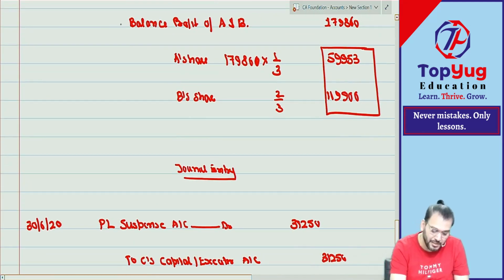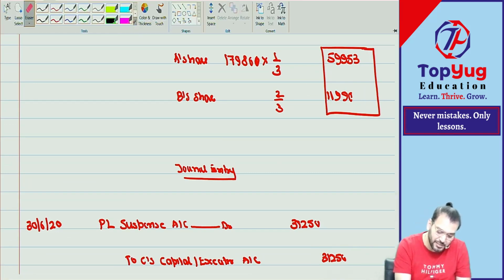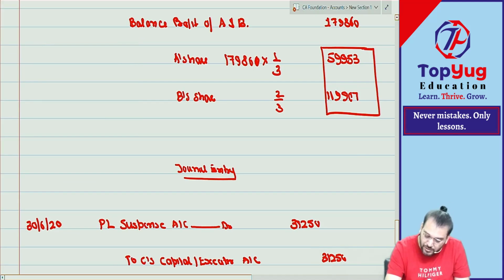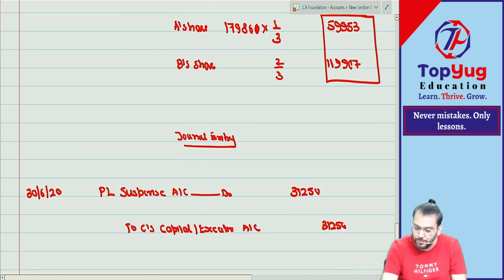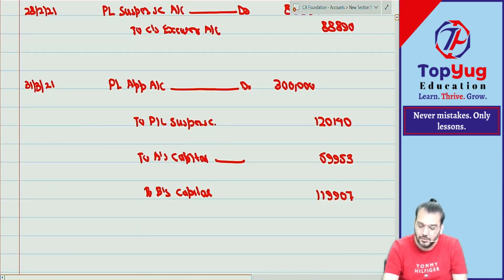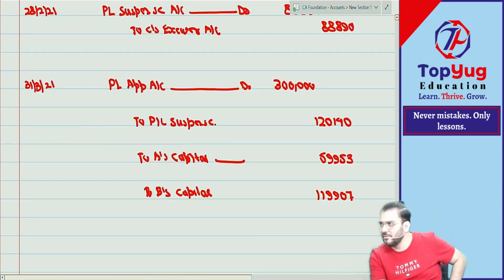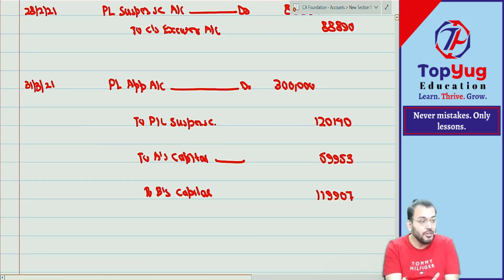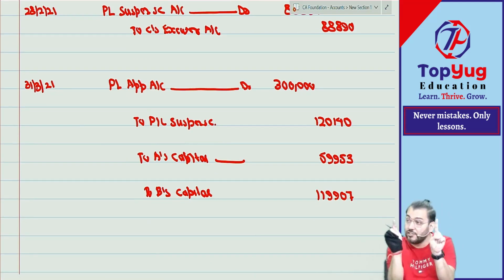So 907. How can you give 6? 6 plus 3 is equal to 9. Make it full. Otherwise why will the difference of 1 rupee come? Now okay? Are you able to understand the journal entry for distribution of profit?